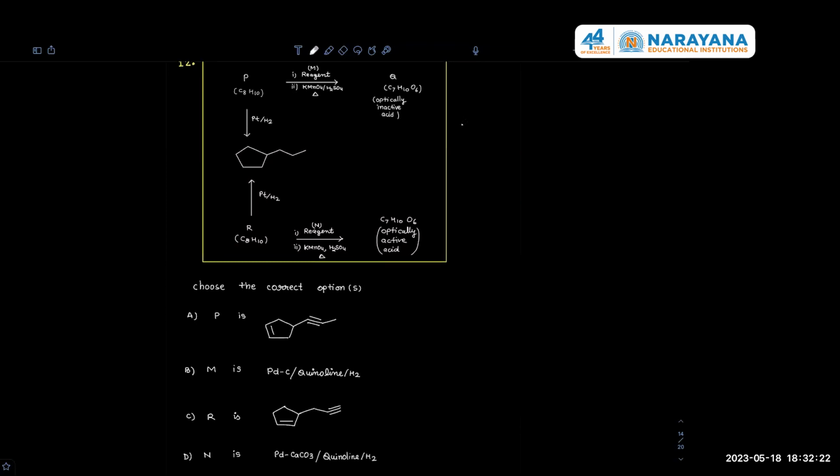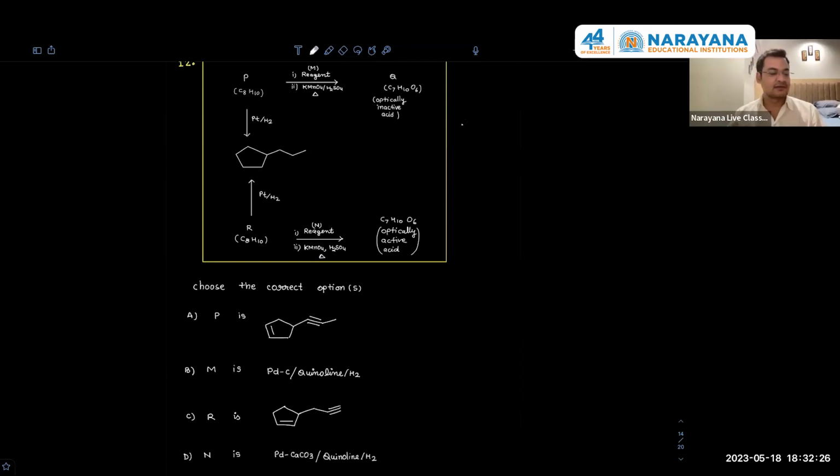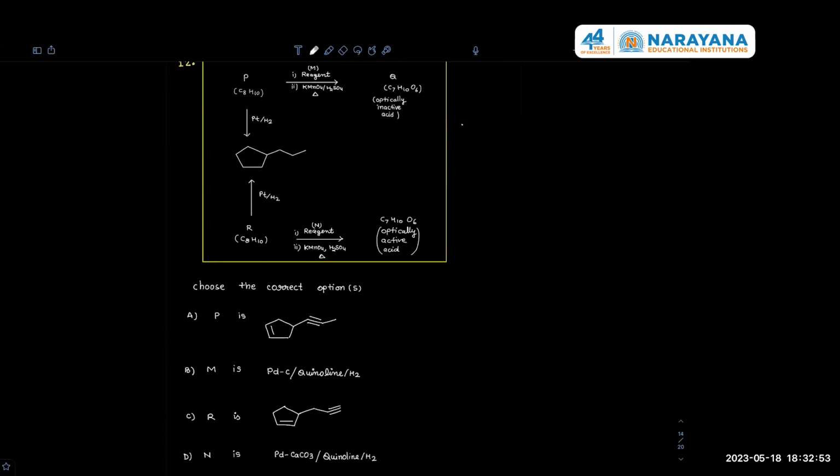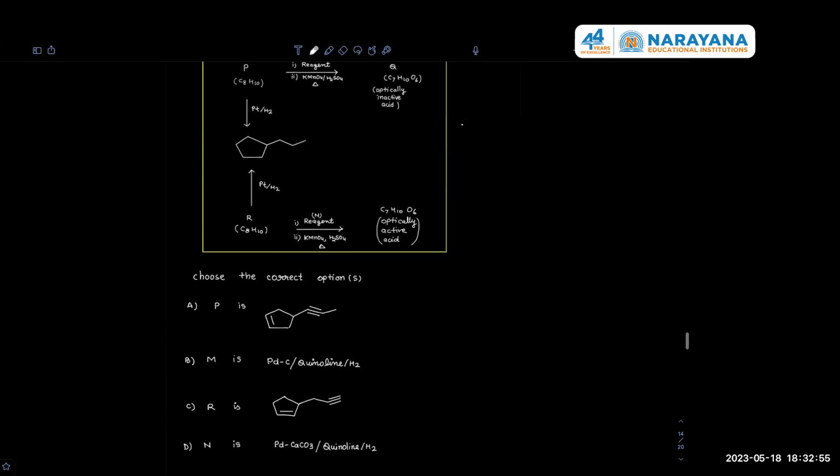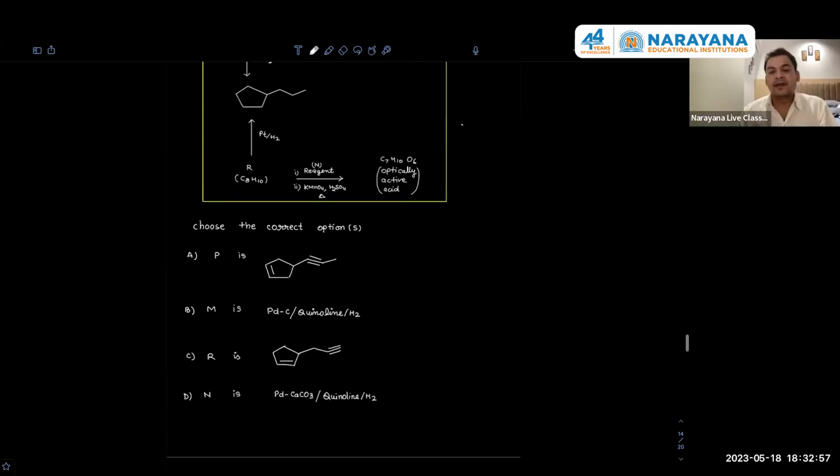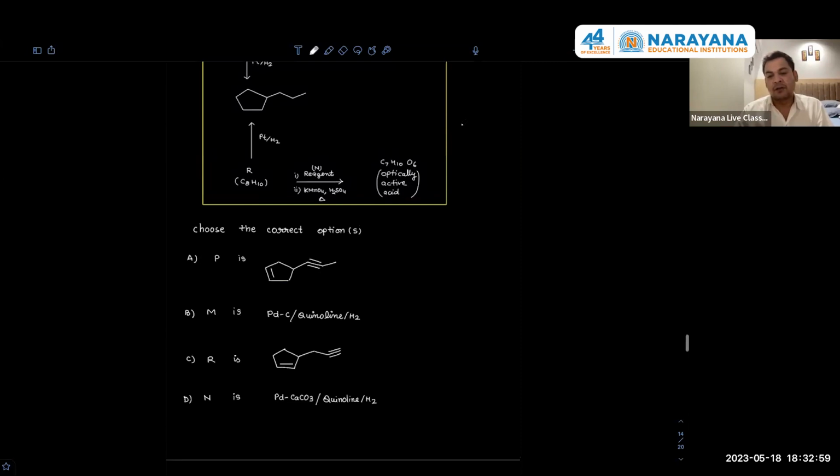Sir, this is a PYQ, I think. This is not exactly a PYQ. It is somewhat changed. So the last option is not visible. Could you scroll a bit up? N is palladium, calcium carbonate, quinoline, H2.